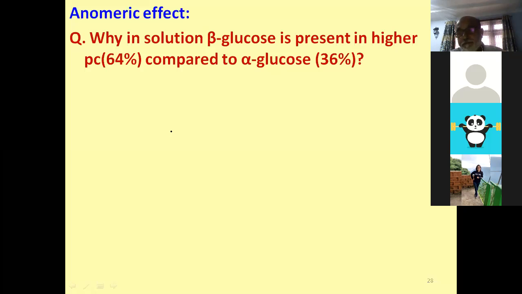In beta D-glucose, the OH group is in the equatorial position, and the equatorial position is more stable than the axial position. Therefore, sir, beta D-glucose is present in a higher percentage compared to alpha glucose. Okay, this is true. The equatorial position is more stable than axial.